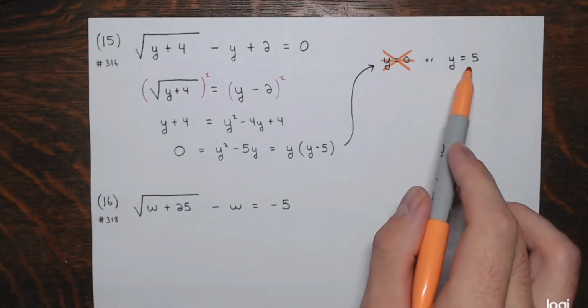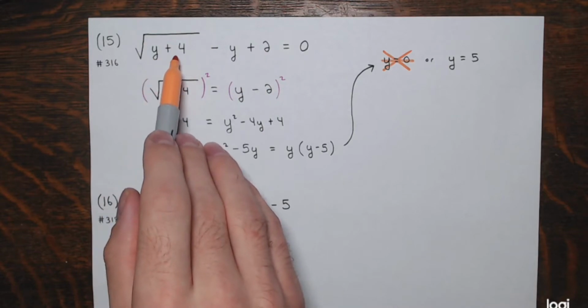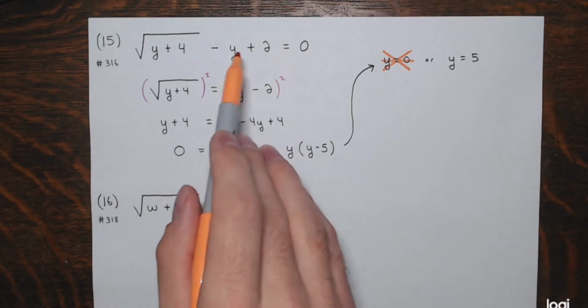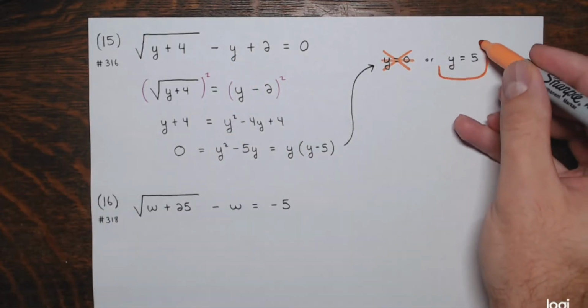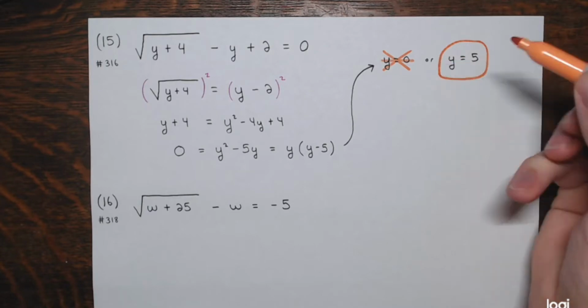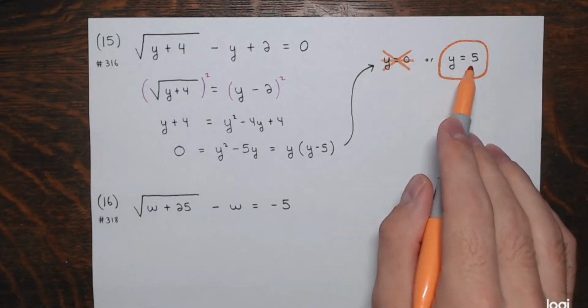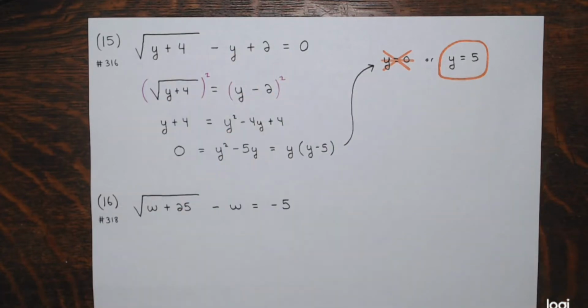Y equals 5, on the other hand, you'd have the square root of 9, which is 3, minus 5, which is negative 2, plus 2, which is indeed 0. So y equals 5 is the only good solution here. Right, so 0 doesn't work. 0 is extraneous. 5 does work. It does make the original statement true. Just don't forget to check.